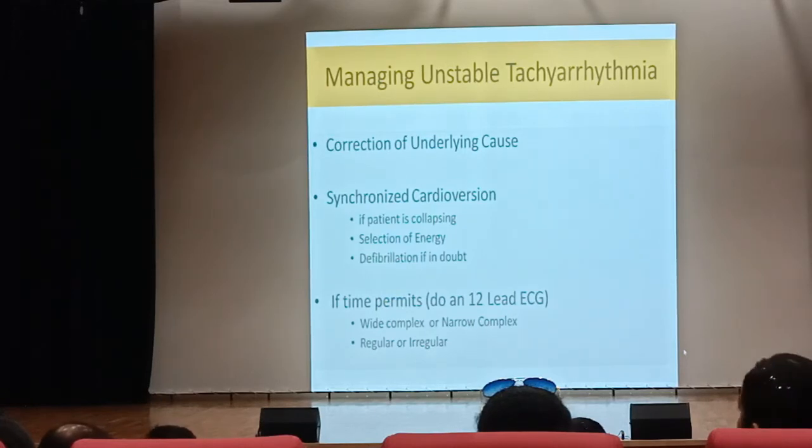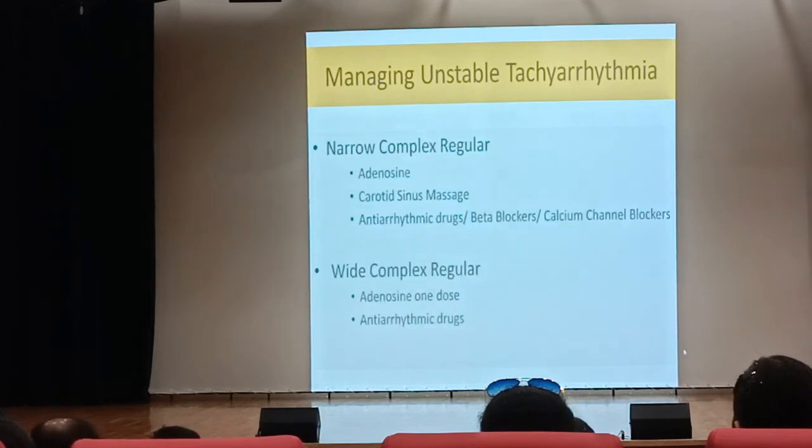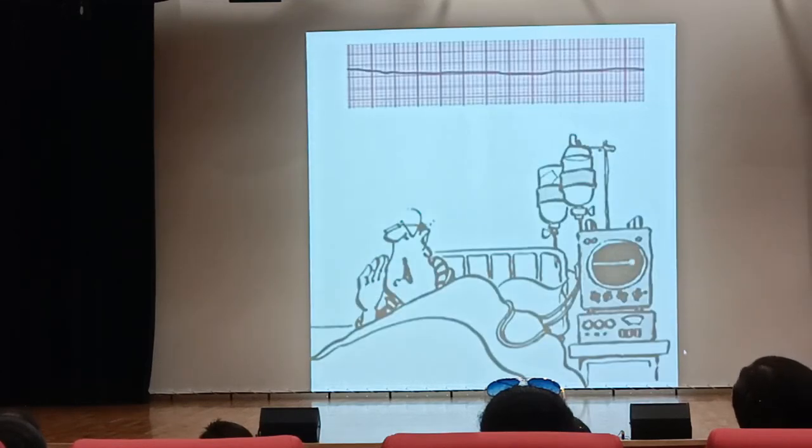And if time permits, you can always look at the 12-lead ECG so that you can differentiate whether it's a wide complex tachycardia or a narrow complex tachycardia, and whether the rhythm is regular or irregular. If it is a regular one, we can try adenosine, we can do a carotid sinus massage, and we can use antiarrhythmic agents in the form of amiodarone, beta blockers, or calcium channel blockers. If it is a wide complex regular tachycardia, you can give one dose of adenosine, but usually they do not respond. You need to give antiarrhythmic drugs. So anybody want to comment on this ECG after listening to all the talk?